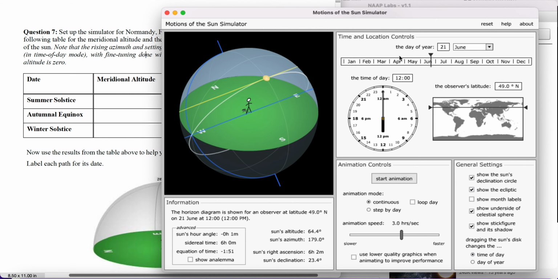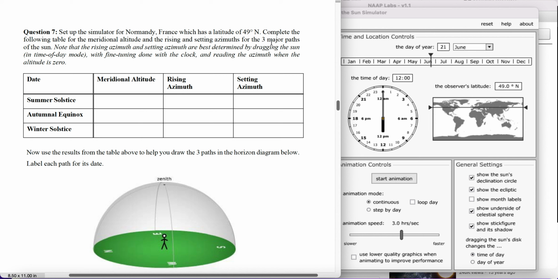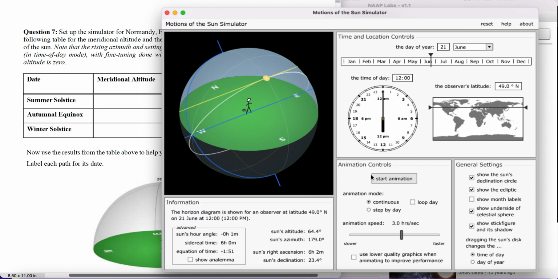For example, if we look at the summer solstice on June 21st, we're going to be asked a few questions about the sun. We're going to complete the table for the meridional altitude and rising and setting azimuths for these three major paths, at these particular dates of the year, for this particular observer at this particular latitude. Note that the rising azimuth and setting azimuth are best determined by dragging the sun in time of day mode, with fine-tuning done with the clock, and reading the azimuth when the altitude is 0. Let me show you what I mean by that.